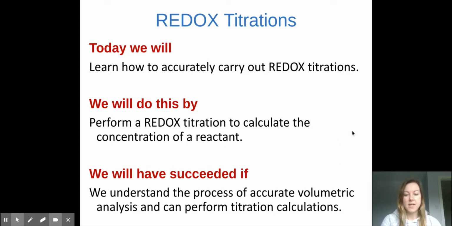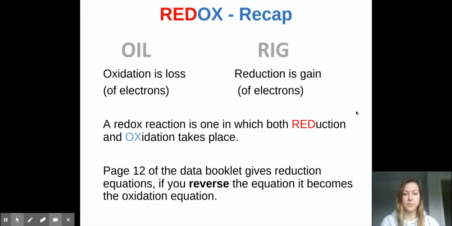Our success criteria is to understand the process of accurate volumetric analysis. So we're going to look at different types of glassware and hopefully, since you've already carried out titrations before, you are aware of the steps in the process to carry out an accurate titration. So it'll just be tying those two things together. So a wee recap first of all then.